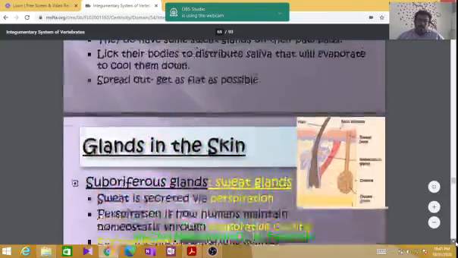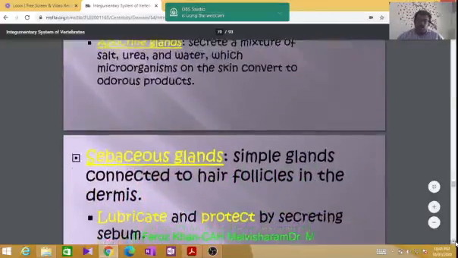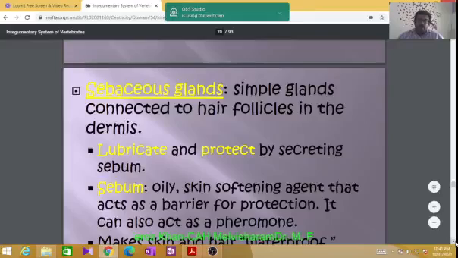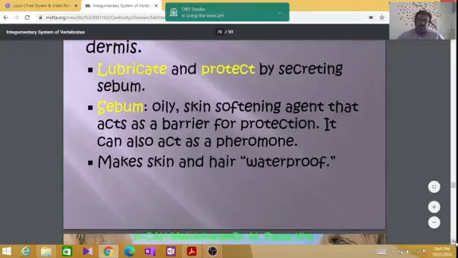Okay, so glands in the skin. Sudoriferous glands, sweat glands, eccrine glands. Sweat glands help in evaporative cooling. Eccrine glands release watery secretions, and apocrine glands secrete a mixture of salt, urea, and water, and they produce odor. Sebaceous glands are simple glands connected to the hair follicles in the dermis. They help in lubrication, protection, and production of sebum.